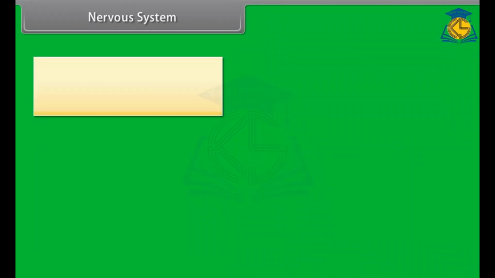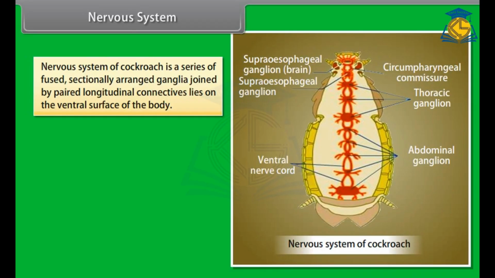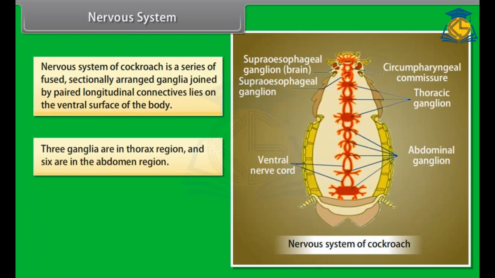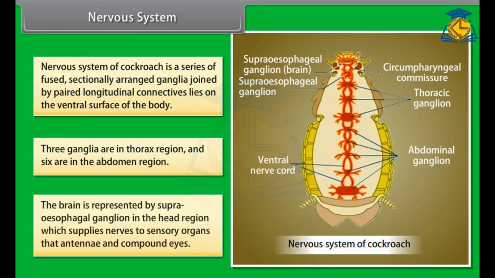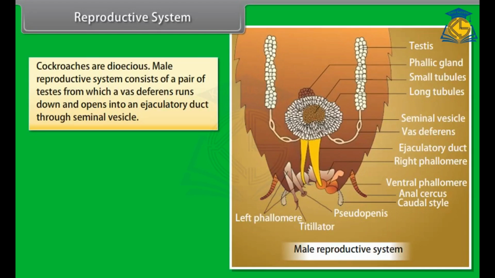Nervous system. The nervous system of the cockroach is a series of fused, segmentally arranged ganglia joined by paired longitudinal connectives, lying on the ventral surface of the body. 3 ganglia are in the thorax region and 6 are in the abdomen region. The brain is represented by the supraoesophageal ganglion in the head region, which supplies nerves to sensory organs, the antennae and compound eyes. Reproductive system. Cockroaches are dioecious.